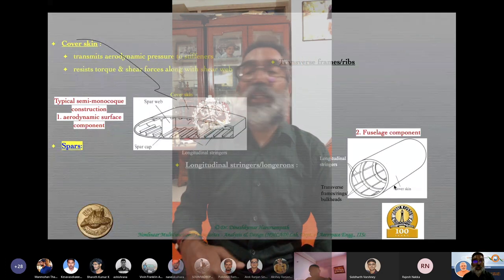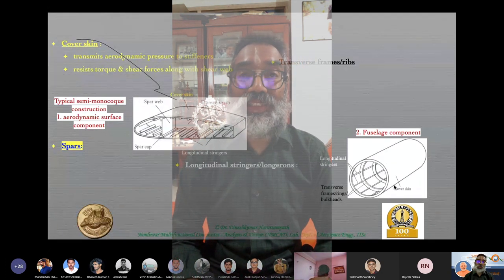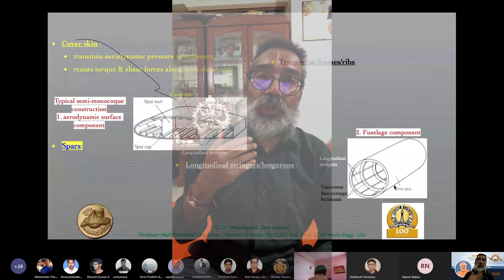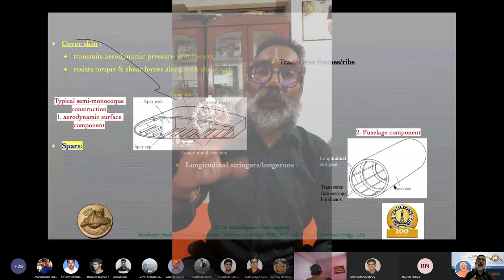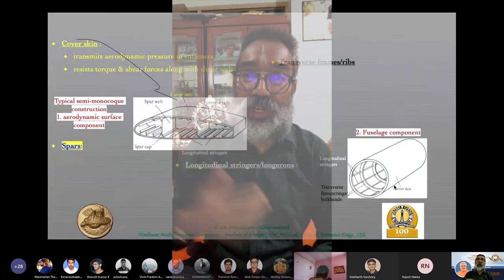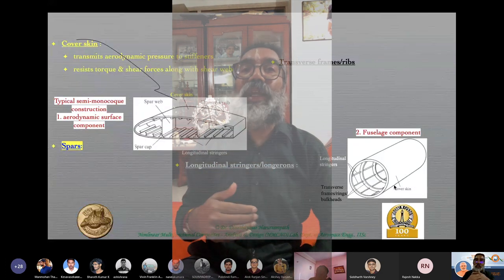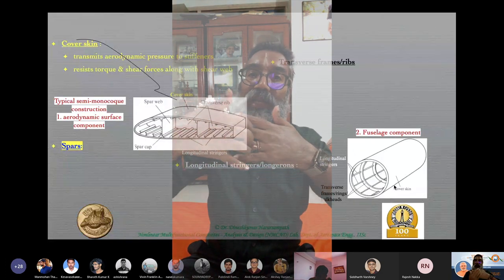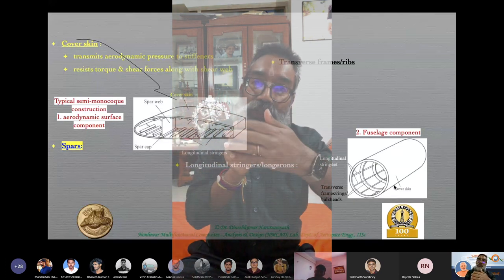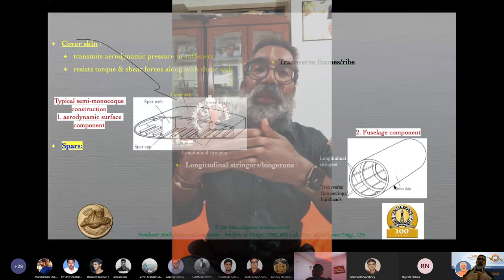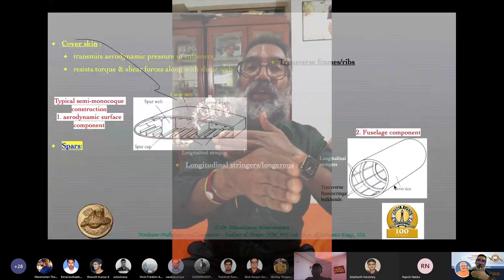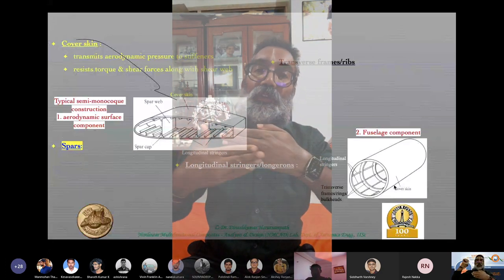So the next aspect about the cover skin is that it resists certain loads by itself. So what are these loads that it resists by itself? Most of the major loads, it's transmitting. It's very similar when you're talking of heat also, you talk of conduction, convection, radiation, right? Similarly, if you talk of light, let's say you have a surface and light is striking on it, a part of the light travels through it, especially if it's a transparent medium like glass, everything goes through it. And then there is a certain portion which is reflected from the surface.